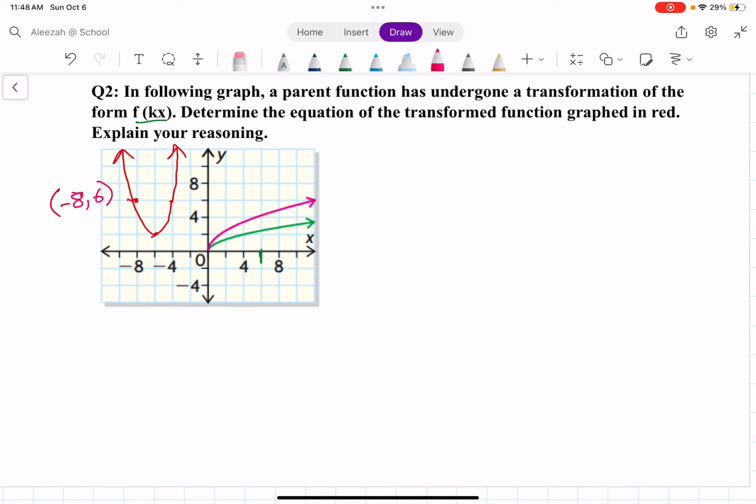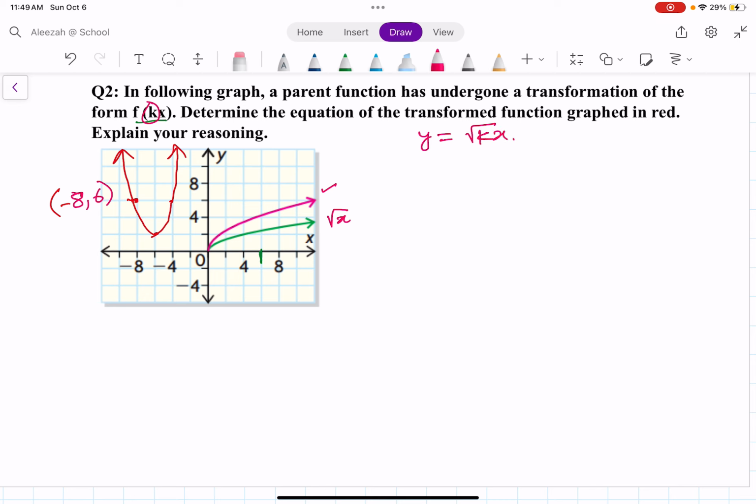Okay, in the next question, you are given a parent function, and you have to find the equation of the transformed function. You can see the parent function is the green one, and you know that's the square root of x, right? And you have to find the equation of the pink one. You can see that there's no translation, right? The only transformation is a stretch or compression. That's why we have to find the k value, right? So first we write the equation.